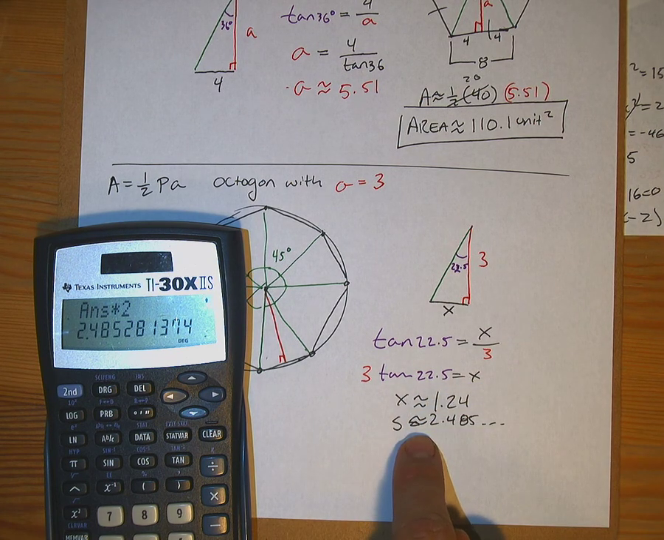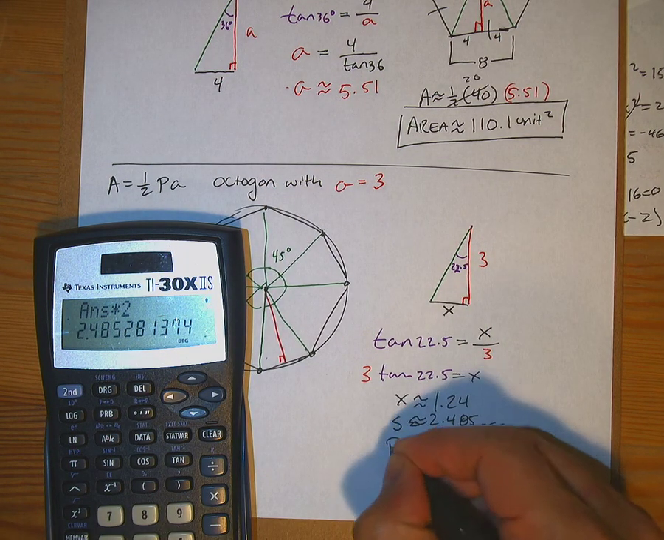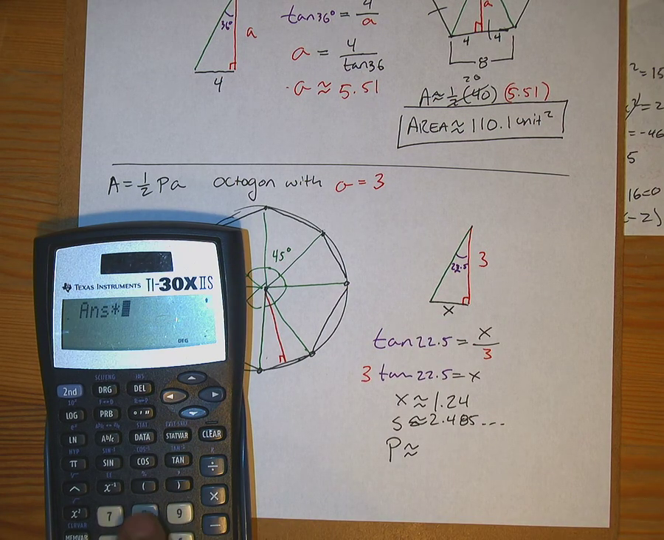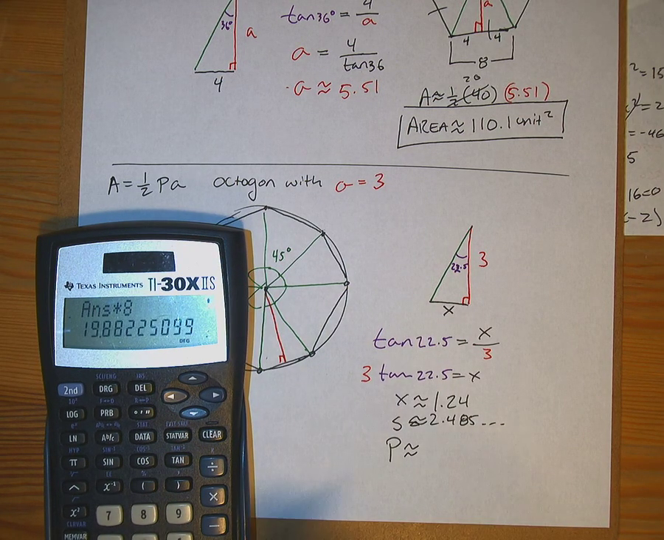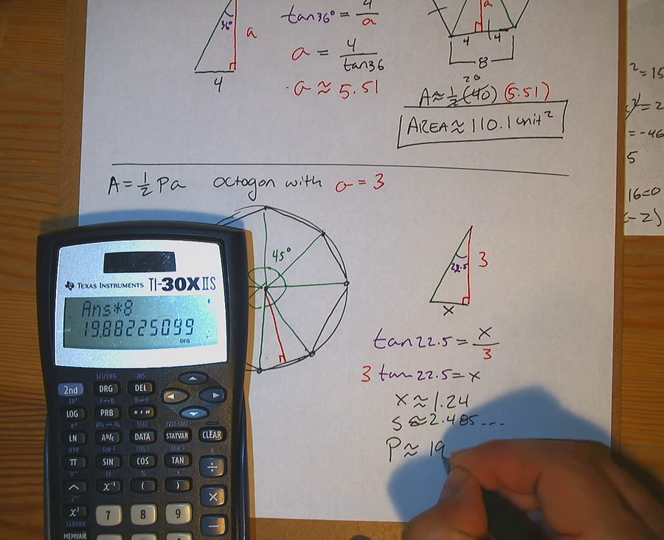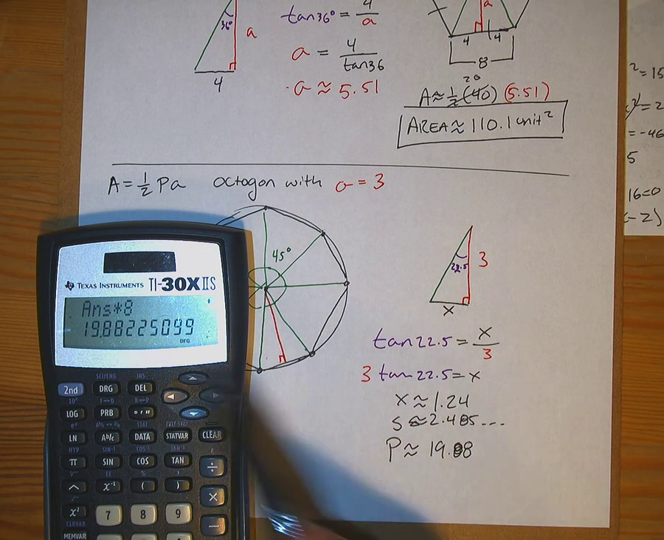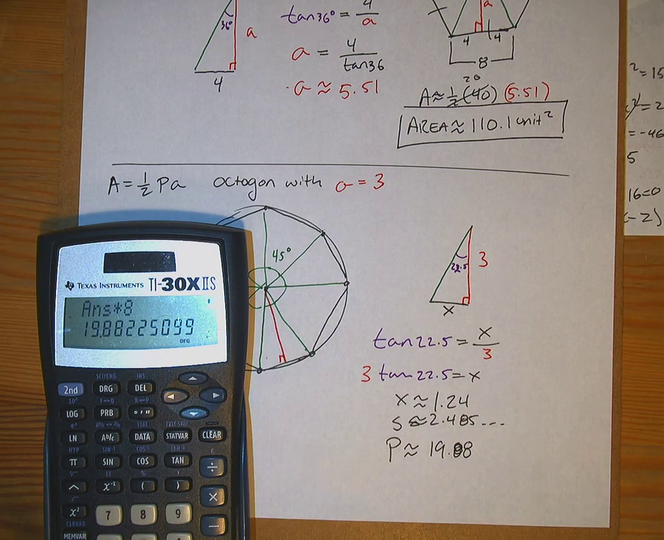And I'm not interested in the side length. I need to go all the way to the perimeter. So I'm going to multiply that by 8 because this is an octagon. And that's going to give me approximately 19.88. Notice that I never rounded. I just kept using the answer from my calculator. That's a good way of not introducing rounding errors into your calculations. So there's my perimeter. It's approximately 19.88.